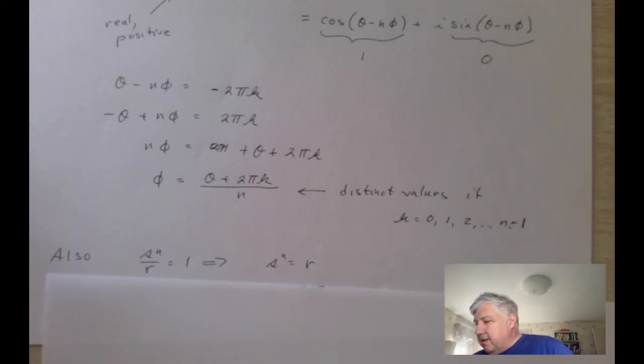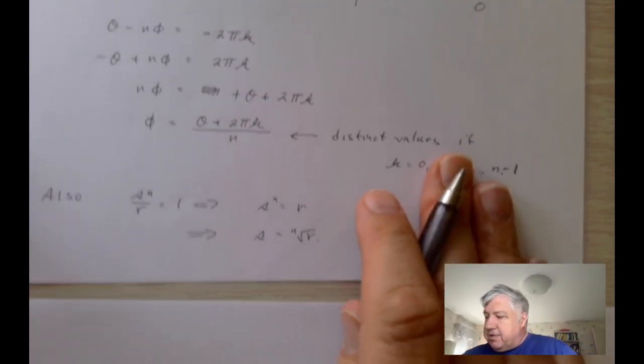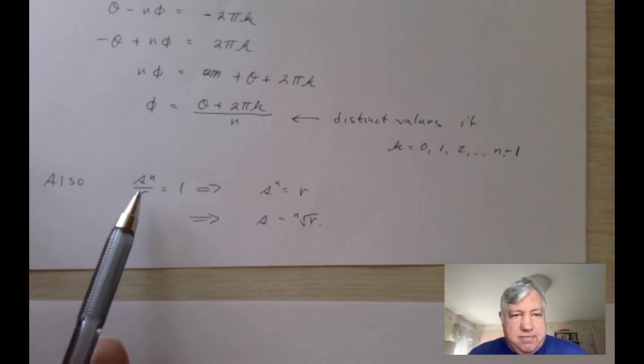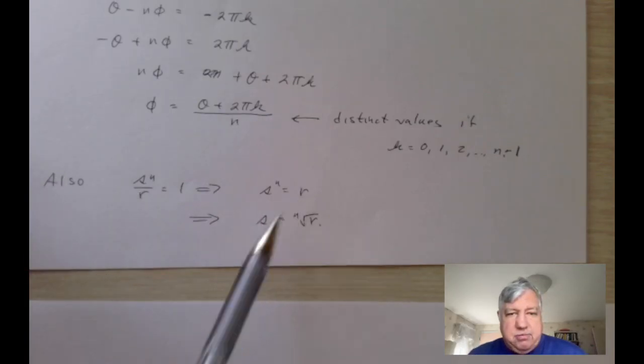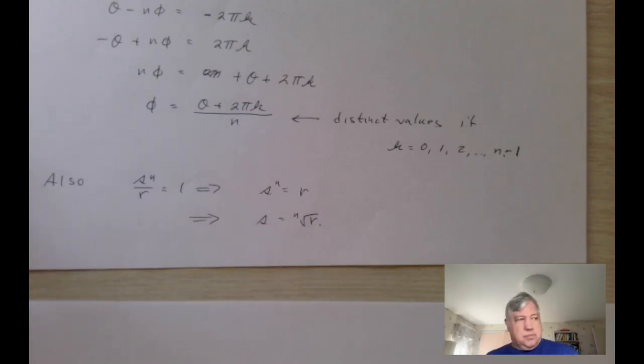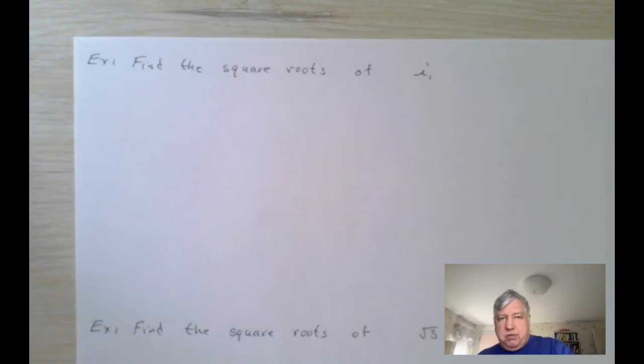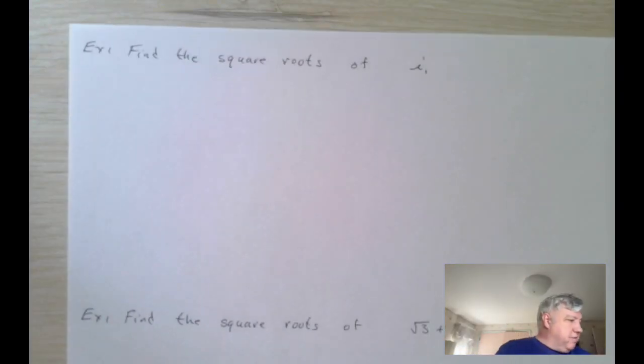Okay, and then also this means that if s to the n divided by r equals 1, that means s to the n equals r. So taking the nth root of both sides, we get this. Okay, so let's put this into action and see how we can find some square roots first of all. Let's see if we wanted to find the two square roots of i.